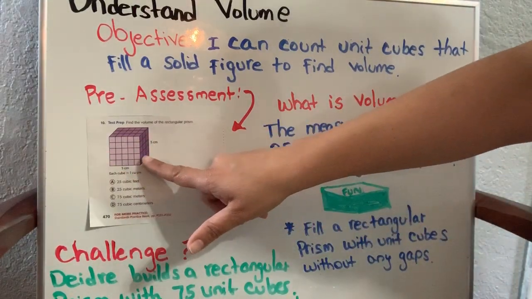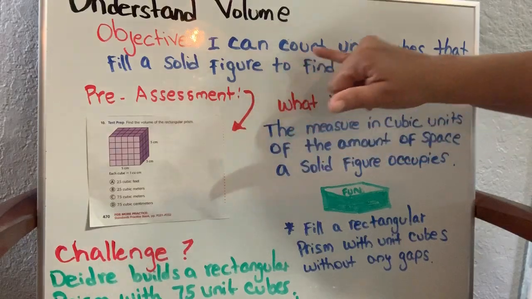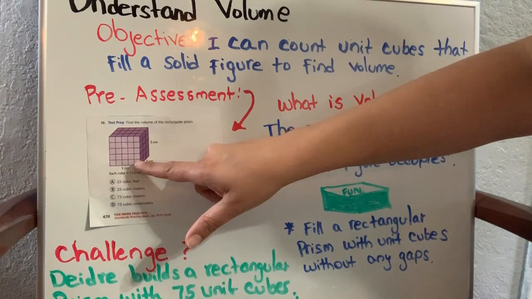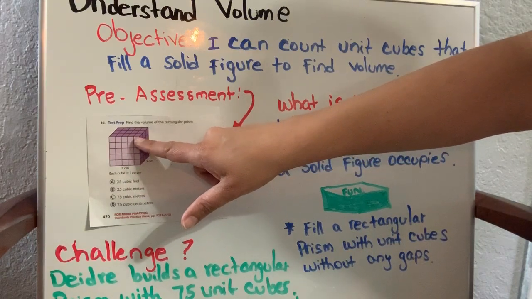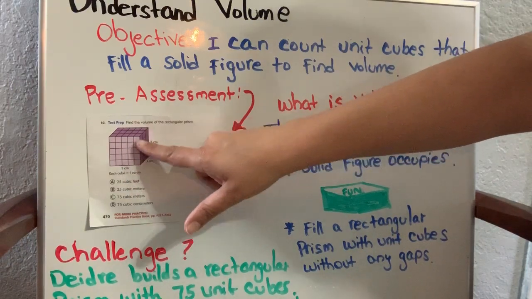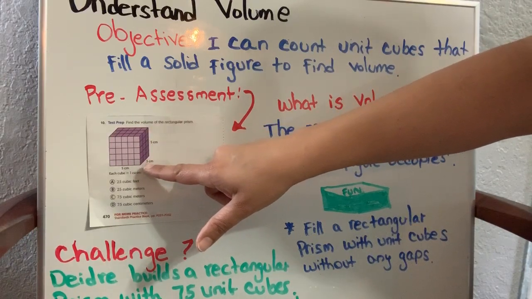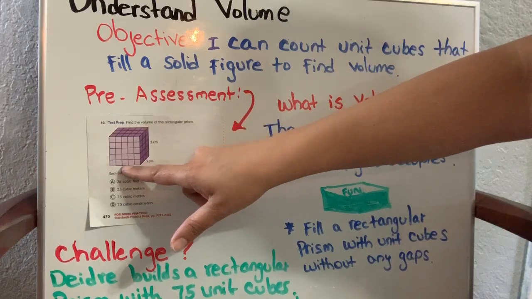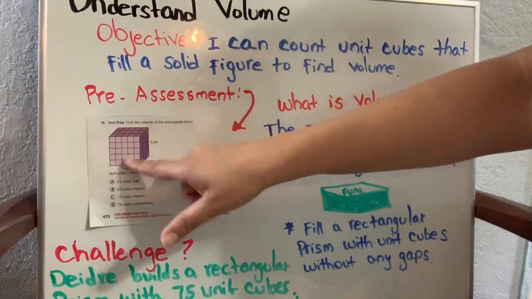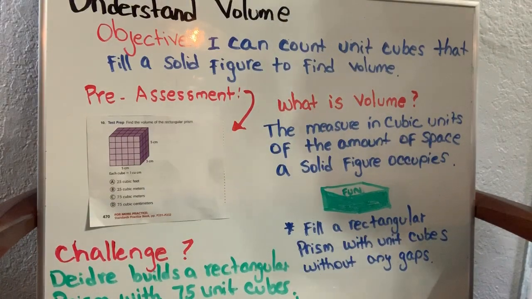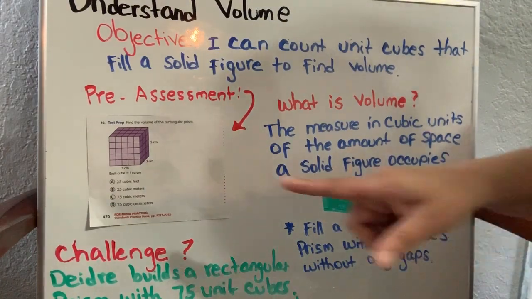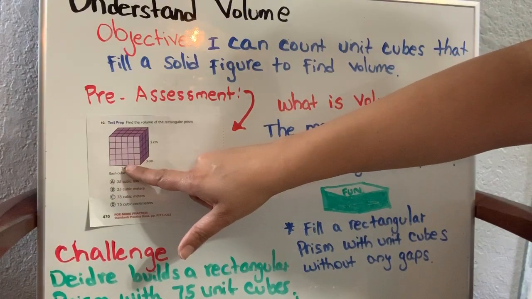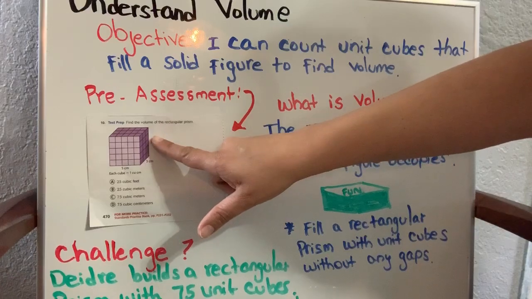So in here, you can find the volume, like the objective says, by counting the unit cubes. So you can count 1, 2, 3, 4, 5. See, it's 5 in height. And then the width, 1, 2, 3, okay? And then the length, 5, and then you can count them all, okay? But one way to do it, instead of counting everything, is you can multiply it, okay? So you're gonna multiply the length times the width times the height.